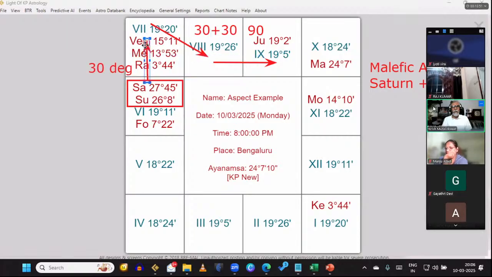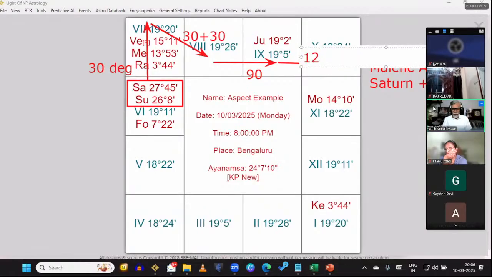Let me just visually make it a little bit more interesting for us to understand this. Okay, 90 degrees. This will be 30 plus 30. All right. Now, from here, from around 26, 27 degrees to Gemini is 120 degrees. Again, apply the orb rule. You will understand what it is.